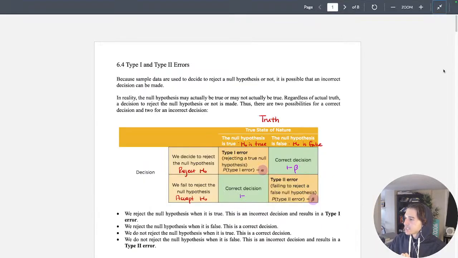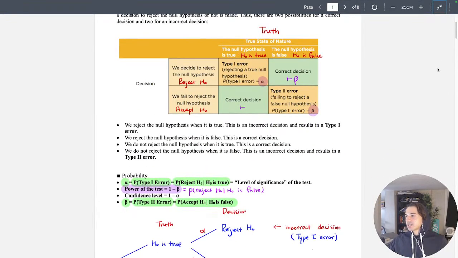And type 1 and type 2 errors, right? So there's different ways of getting things wrong. If the null hypothesis is true and we decide to reject the null hypothesis, this is a type 1 error. Rejecting a true null hypothesis. And the probability of a type 1 error is equal to alpha. And if the null hypothesis is false and we reject it, that's a correct decision, 1 minus beta.